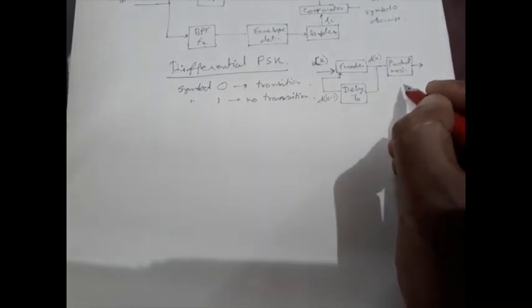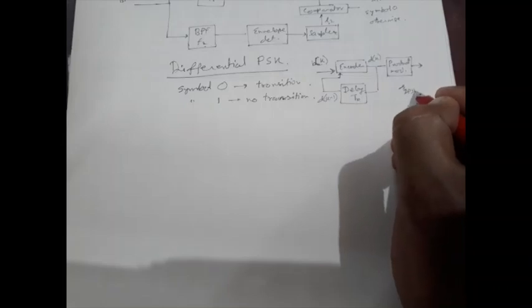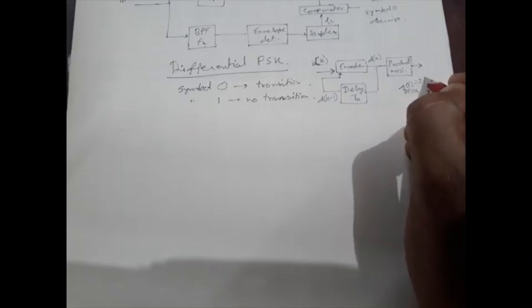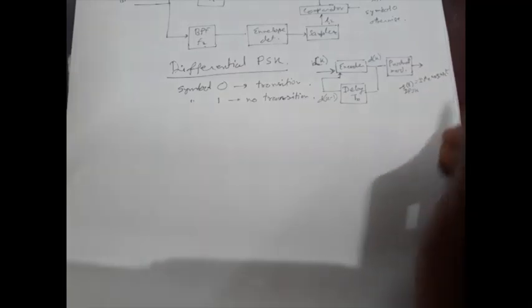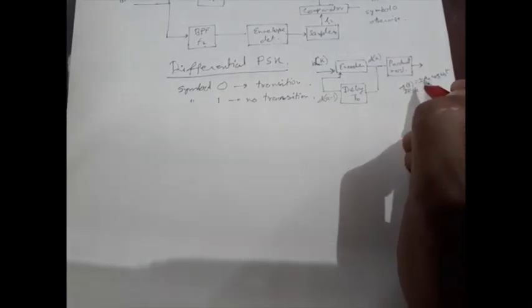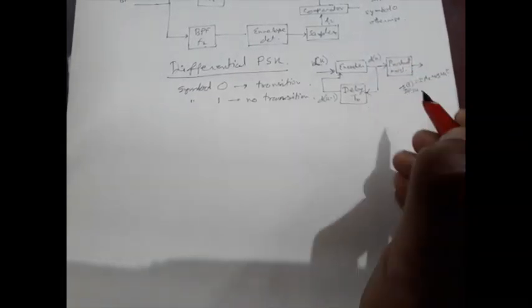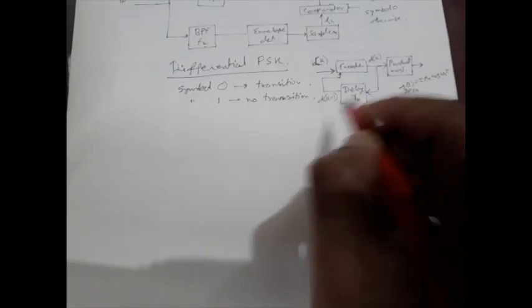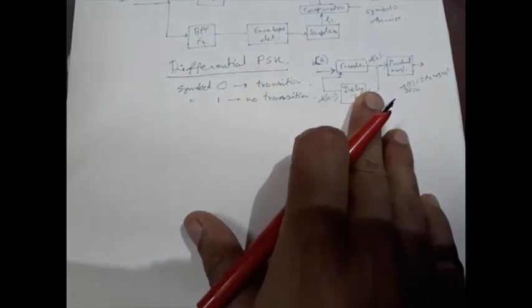And the corresponding DPSK output is A C cos omega c t, depending on whether D is logic 1 or logic 0. So this is the transmitter side, or DPSK generator side.